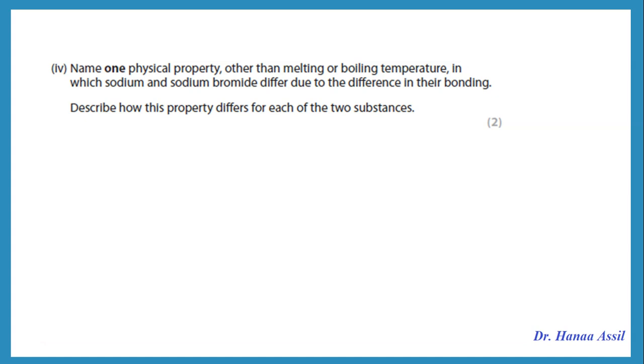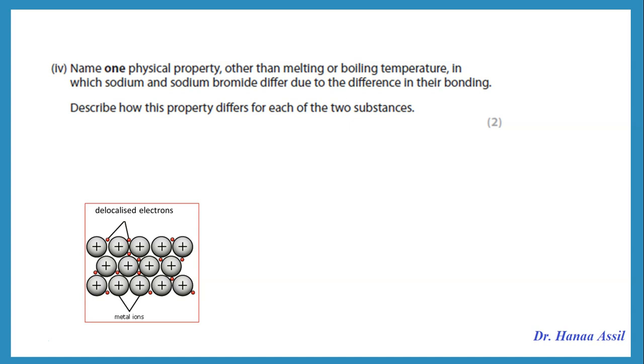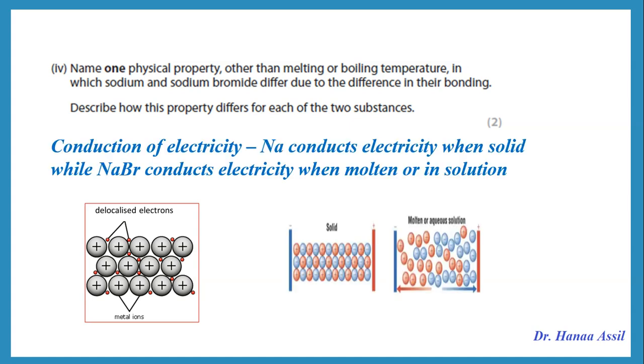Name one physical property other than melting or boiling temperature in which sodium and sodium bromide differ due to the difference in their bonding. One other property that is different between sodium and sodium bromide, well, obviously it is the conduction of electricity. You should know that sodium as a metal would conduct electricity when solid and when molten. But sodium bromide is ionic. It would conduct electricity only when molten or in solution, because that is when the positive and negative ions are free to move.